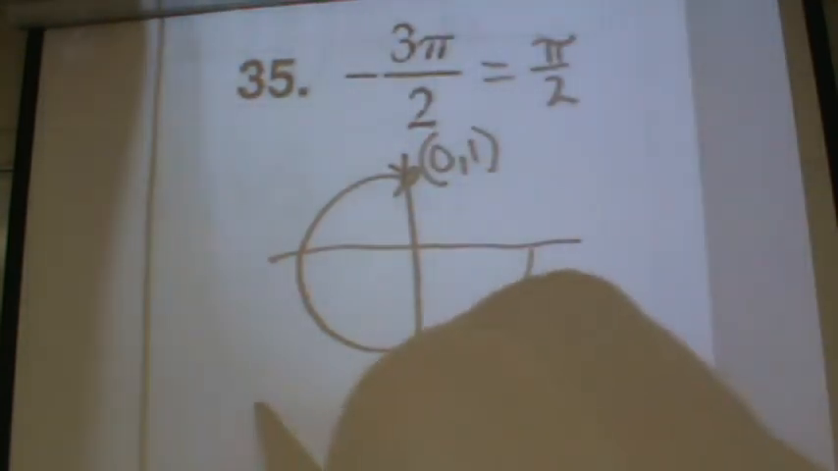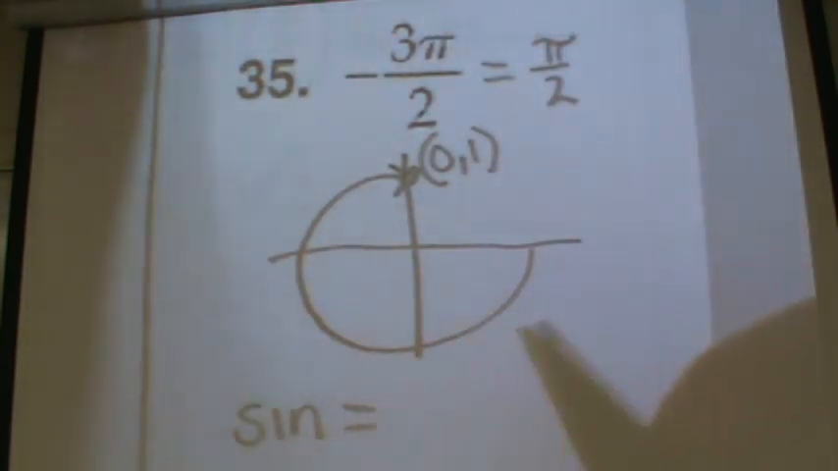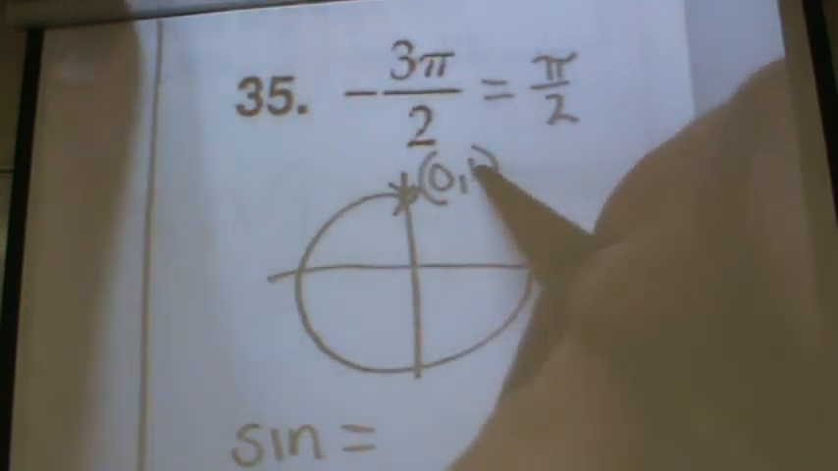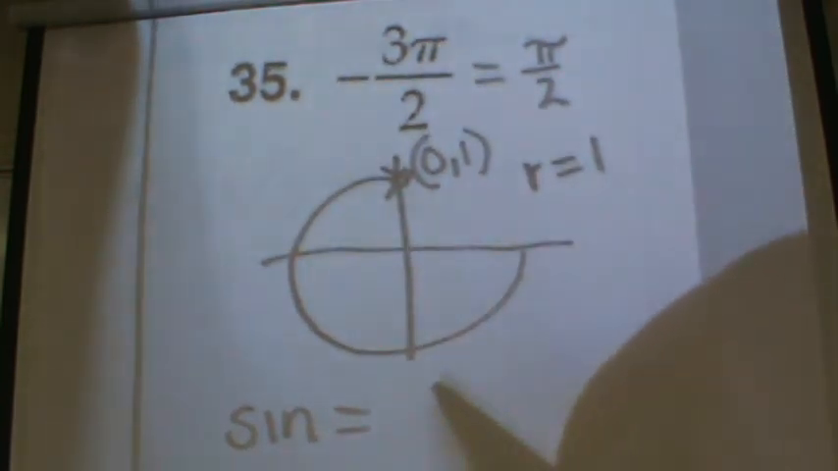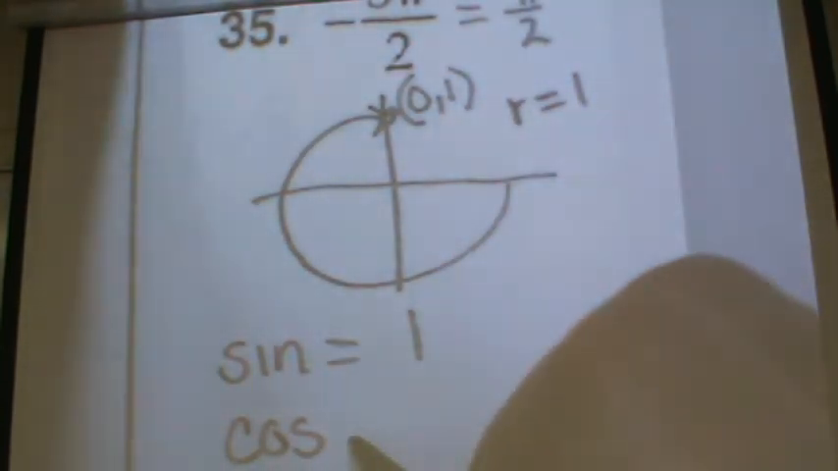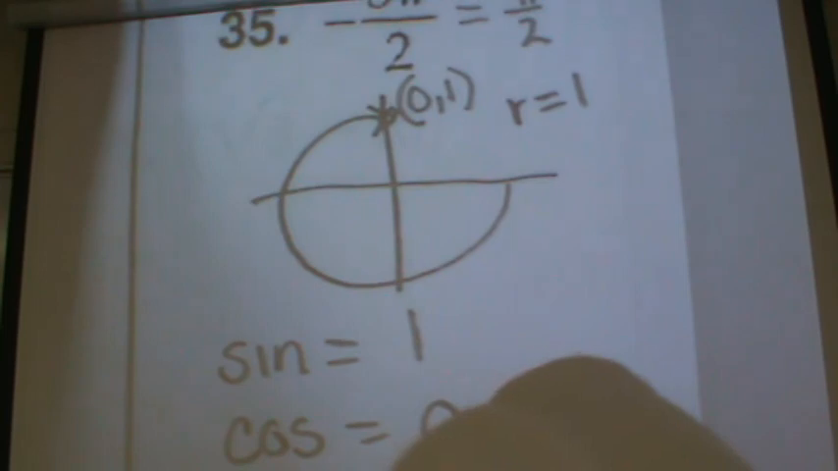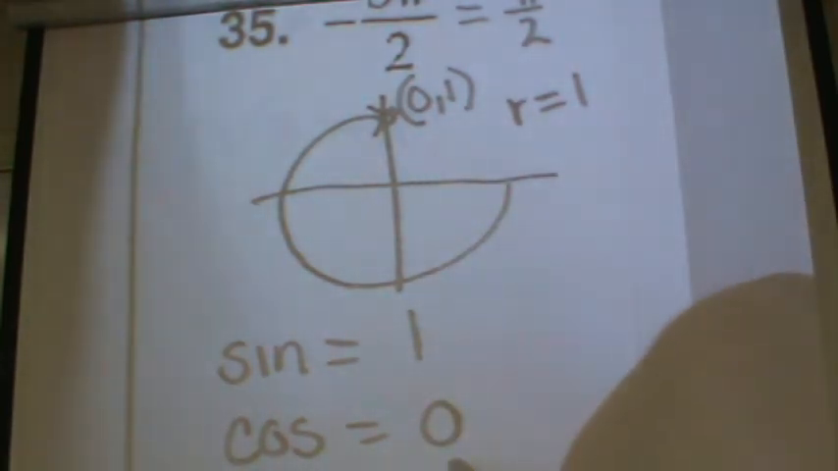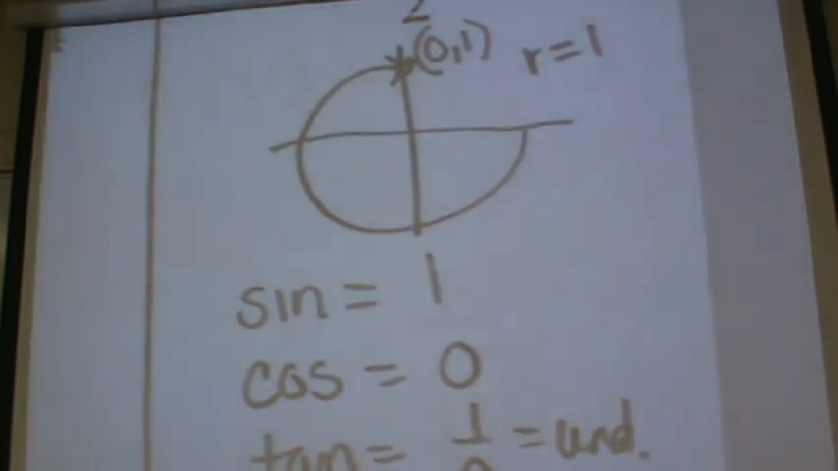So what's the sine, cosine, and tangent here? What's the definition of sine? Sine is y over r, and remember r is always 1, so 1/1. Cosine is going to be 0/1, or 0. And tangent is 1/0, which is undefined. That one's undefined.